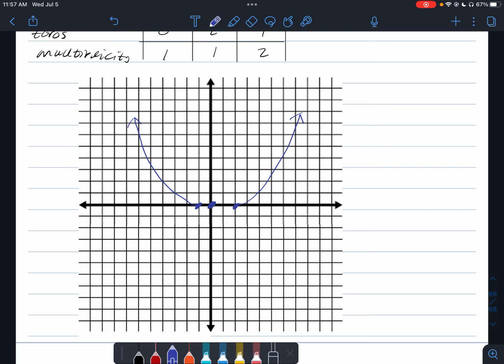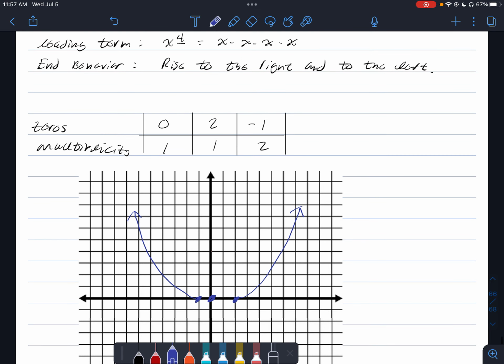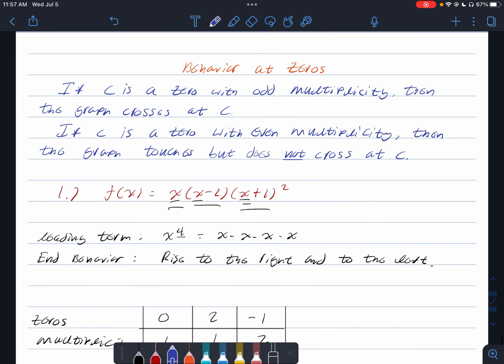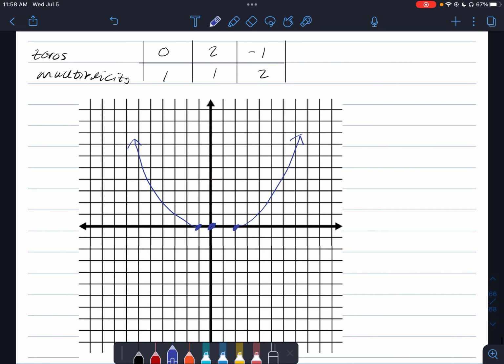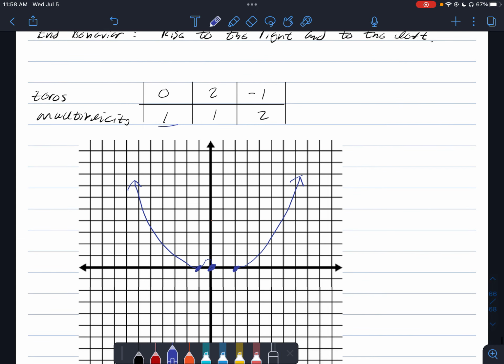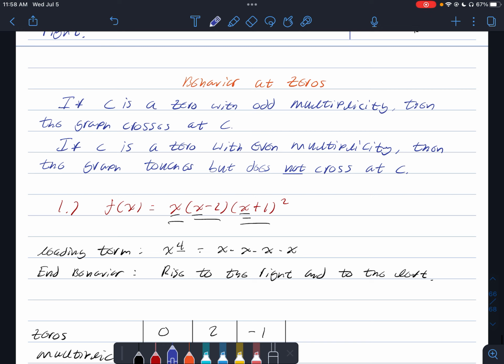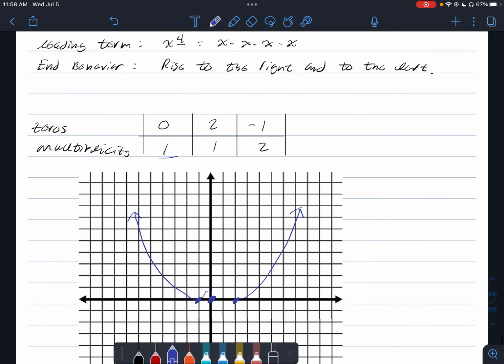Okay? And now we know at the 0, negative 1, because it has a multiplicity of 2, looking at our previous rule, where c is a 0 with even multiplicity, where 2 is even, then the graph touches but does not cross at c. Okay, so it's going to touch here at negative 1, but it's not going to cross. So that means it's going to have to go back up and then back down when we get to this next one. But we know that since 0 has a multiplicity of 1, that means there is an odd multiplicity. Therefore, it's going to cross the x-axis here.